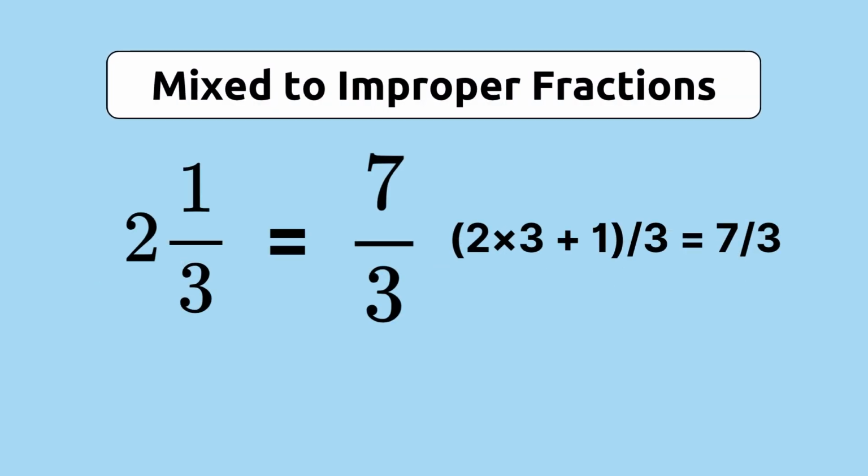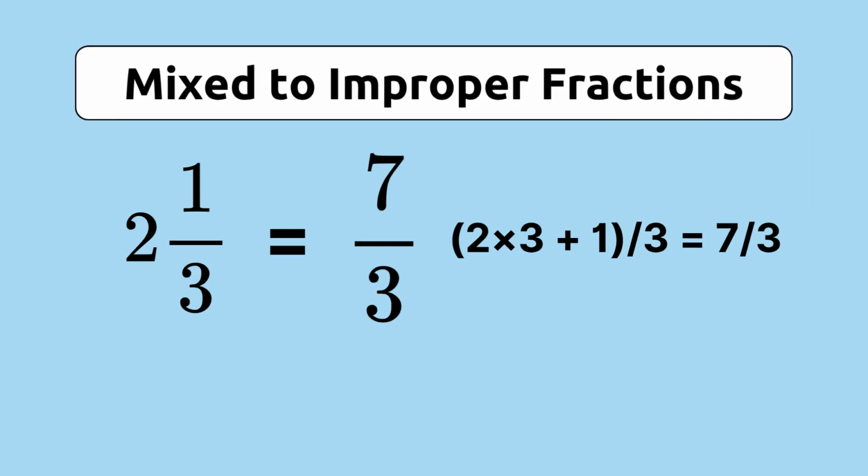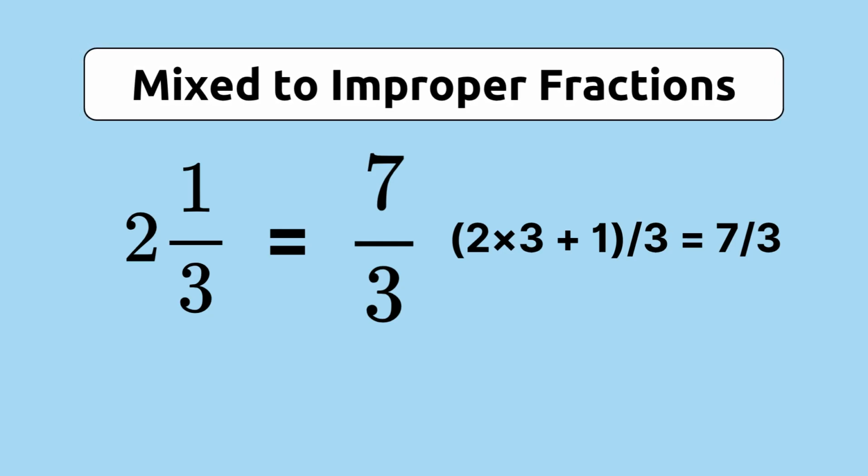To convert mixed to improper, multiply the whole number by the denominator and add the numerator. So, 2 times 3 plus 1 equals 7, copy the denominator, giving 7/3.